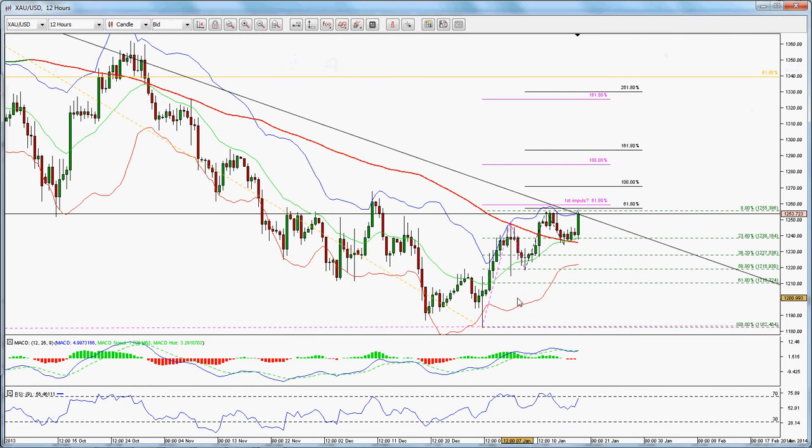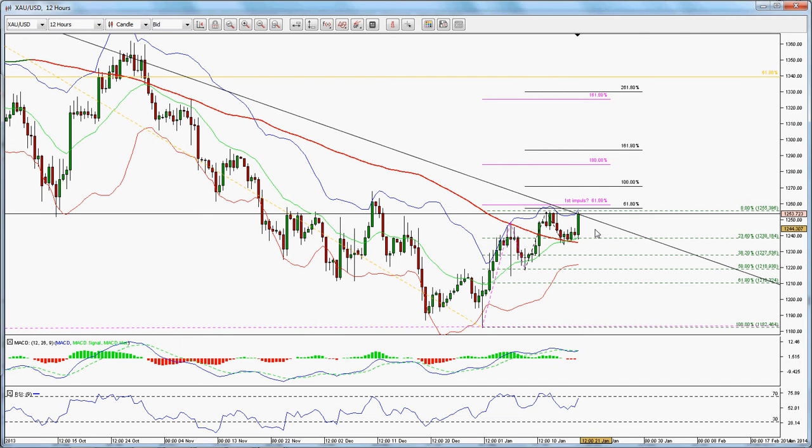And the C should be an impulse. Impulse means 5 waves, a 5 waves movement. And on this 12-hour chart, you can see an impulse developing, in my opinion. This is 1, 2, 3, 4, and this is the last 5. Either it has stopped here as a 1, 2, and 3, and this is a 4 and 5.